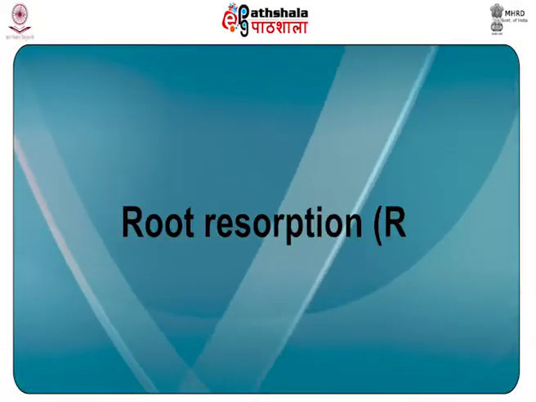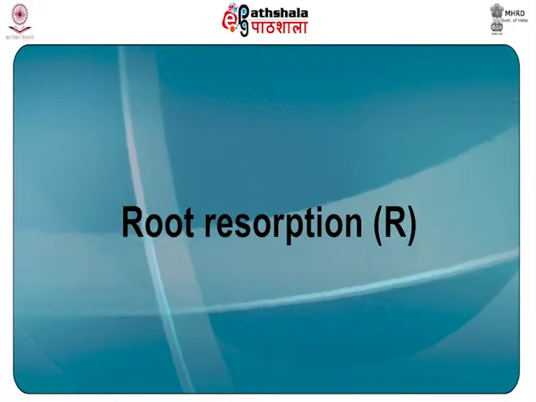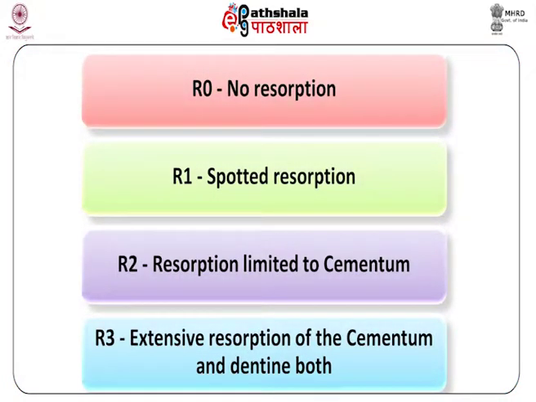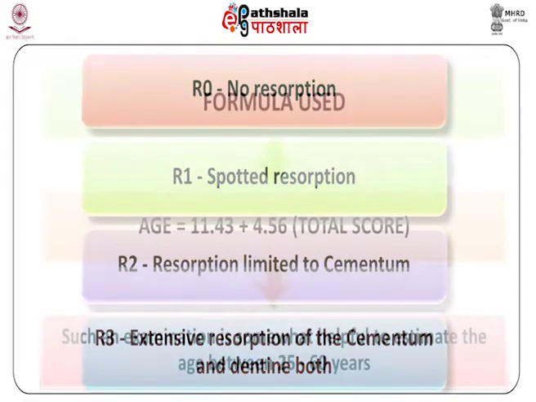Next comes the root resorption denoted by capital R. R0 here depicts the no resorption phase, R1 is spotted resorption, R2 is resorption limited to cementum, and R3 is resorption of the cementum and dentine both.